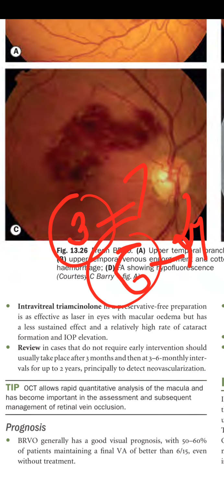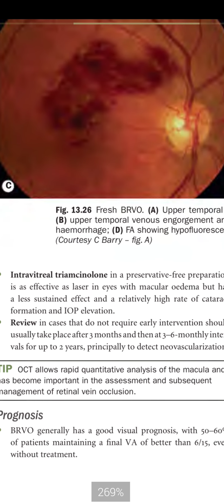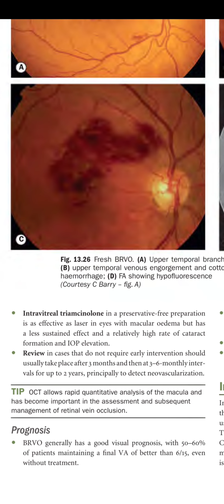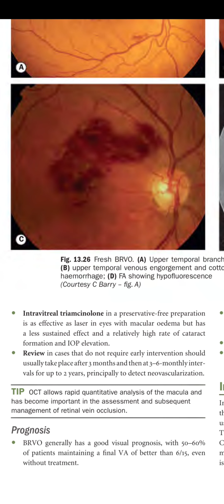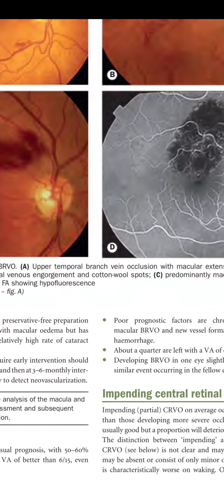Prognosis. What is the prognosis of a BRVO? BRVO generally has a good visual prognosis. 50 to 60% of patients maintain a final visual acuity of better than 6/15 even without treatment. So the visual acuity should be greater than 6/15 most of the time, in half of the patients you can say.